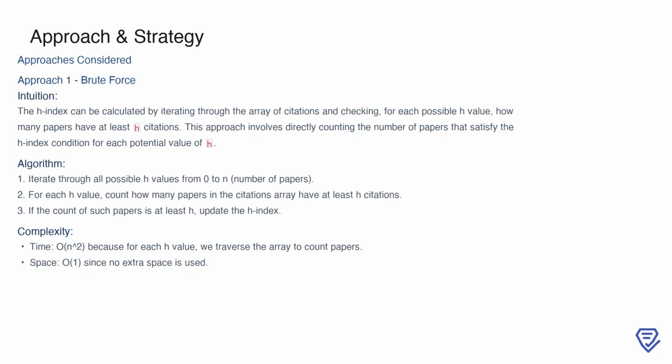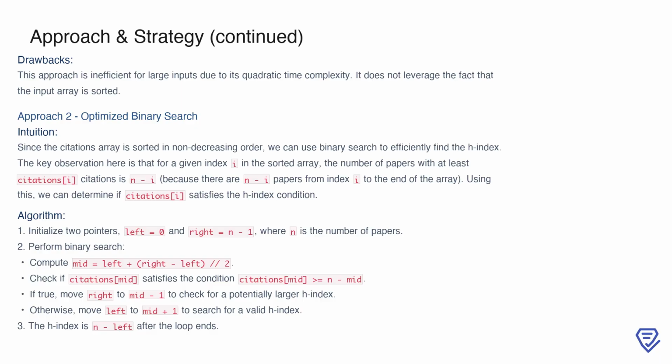Now, recognizing the inefficiency of the brute force method, we turn to an optimized approach that leverages the sorted nature of the input array. By using binary search, we can significantly reduce the time complexity. The key insight is that for any index in the sorted citations array, the number of papers with at least as many citations as the value at that index can be calculated as n minus the index.